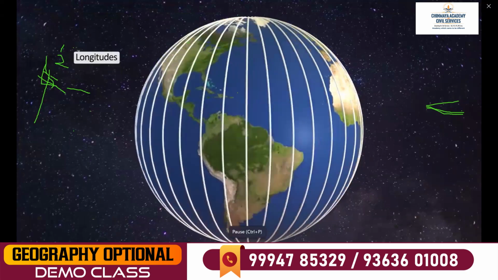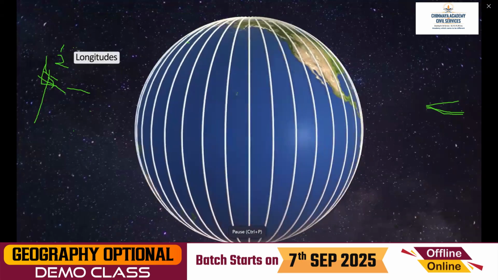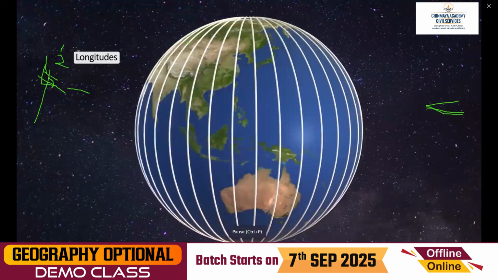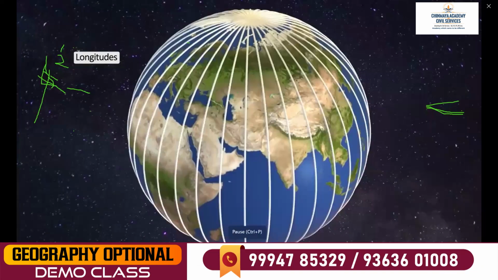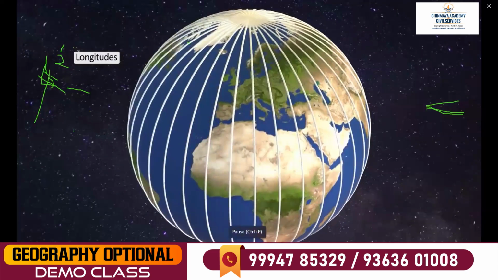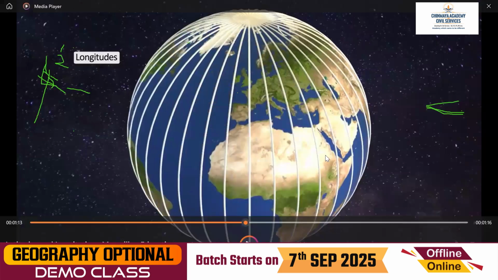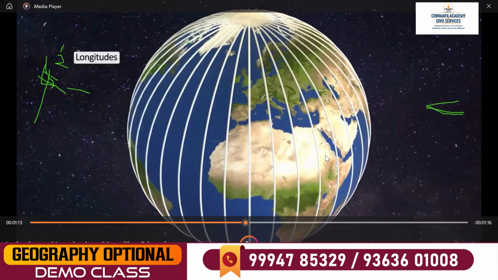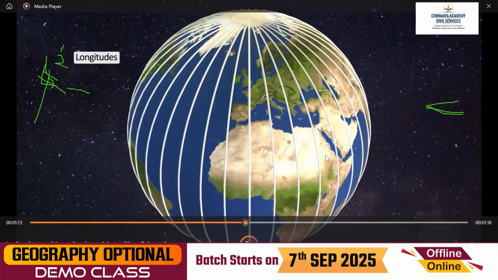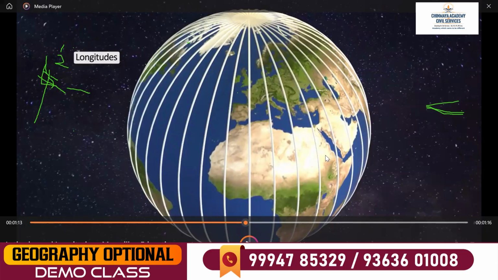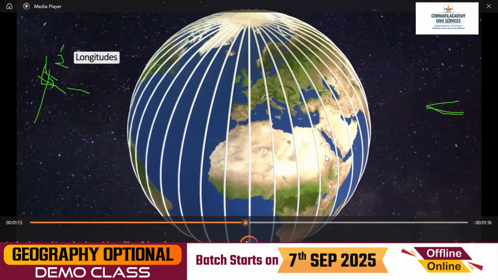Longitudes or meridians are imaginary lines drawn between the two poles. They divide the Earth into 360 equal segments. Like that, the circumference of the Earth is a 360-degree circle. So 360 degrees divided by 24 longitudes. If we do this, then we can calculate the day time. One longitude is up to how many minutes? Like that we will do it.